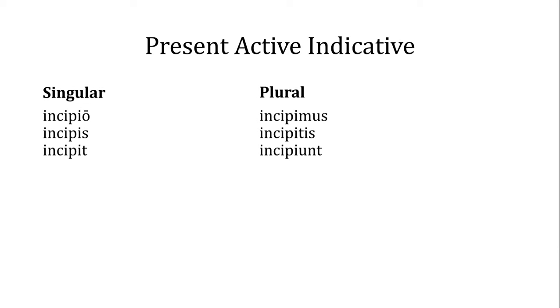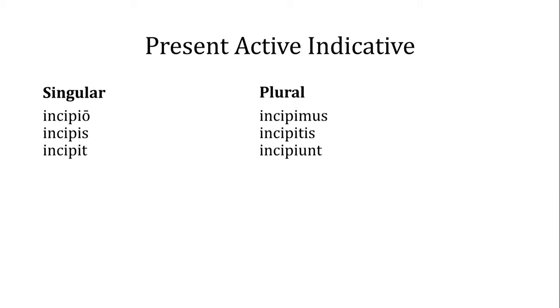So that I just hangs on in the first person singular right here. You see the I hangs in. And then just like normal, it's incipis, incipit, incipimus, incipitis, and then the I will come up again right here in the third person plural. So those are your main two differences between a normal third conjugation present tense verb and the third IO present tense verbs. And that's where you see that I hang in there. All right.